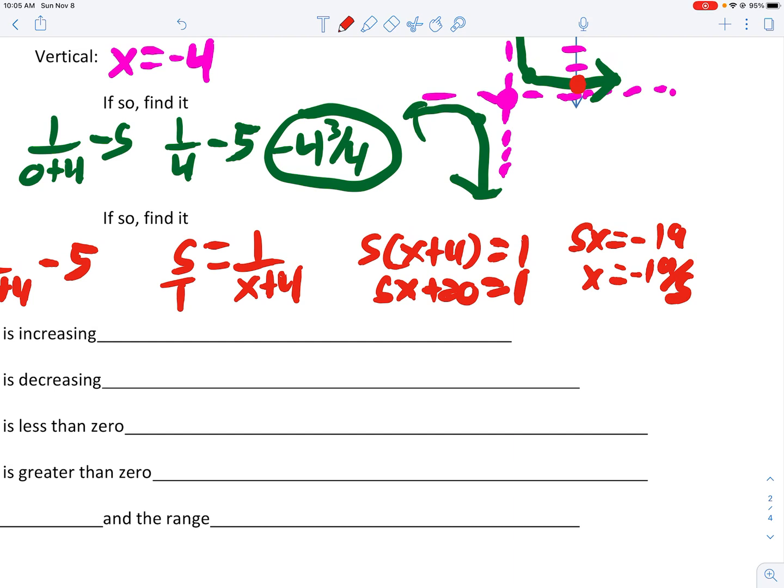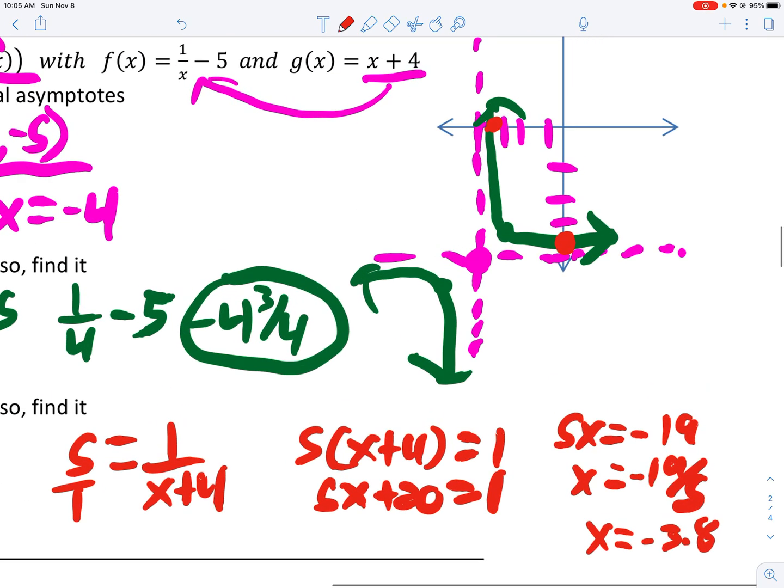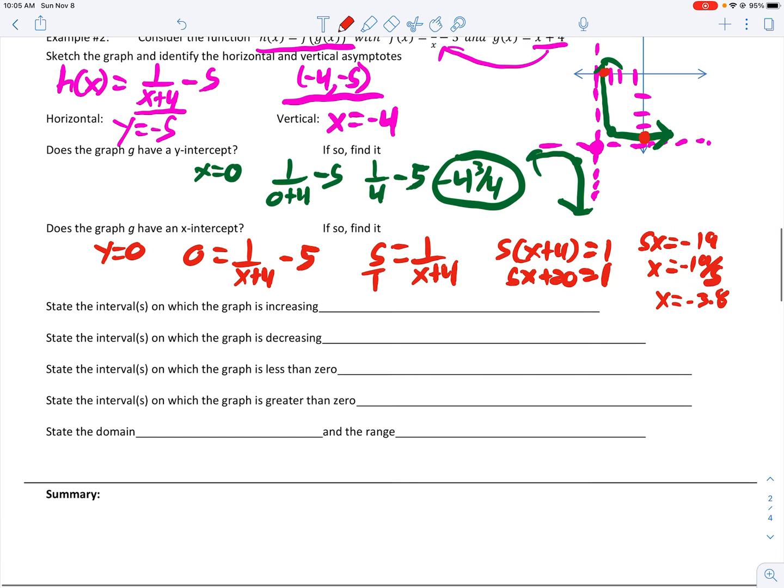So that's x is -3.8. So almost 4. Which makes sense because I have 1, 2, 3. I'm almost at 4, which is where my dot is. Okay, so I have my x-intercept, my y-intercept.